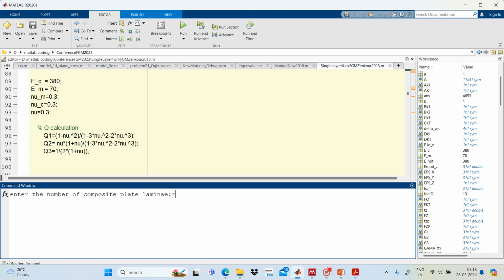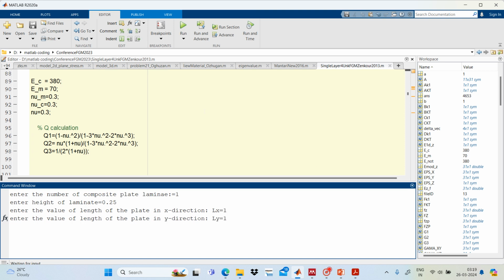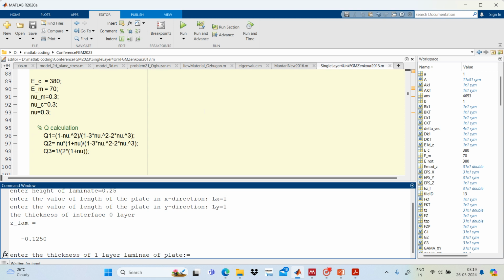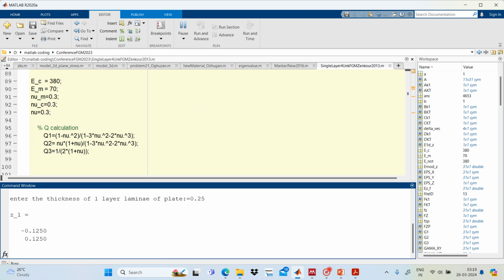First of all, the number of composites. That is for functionally graded plates, but if it is a sandwich one, then that would be the case. Here the number would be 1 only, single. Height of the laminate we are taking 0.25, and along the x direction, length a, we are choosing 1, along y also 1, and thickness 0.25. Let's see what result we are getting.